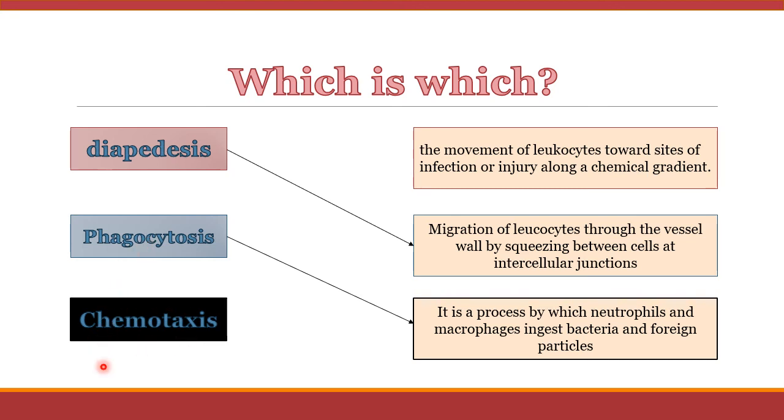The last one would be chemotaxis, the movement of leukocytes towards the site of infection or injury along a chemical gradient, and this is from the name. Chemotaxis happens because of movement along a chemical gradient, and we mentioned many chemotactic factors.